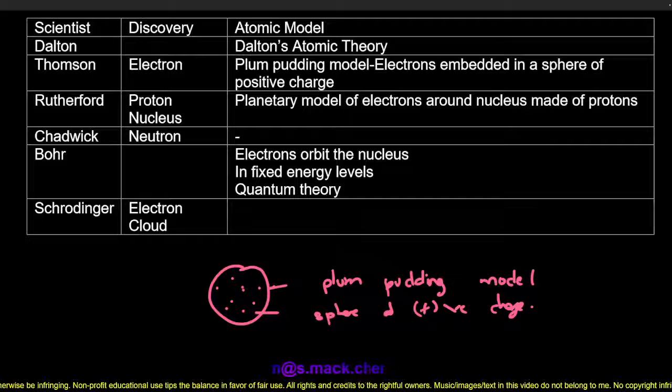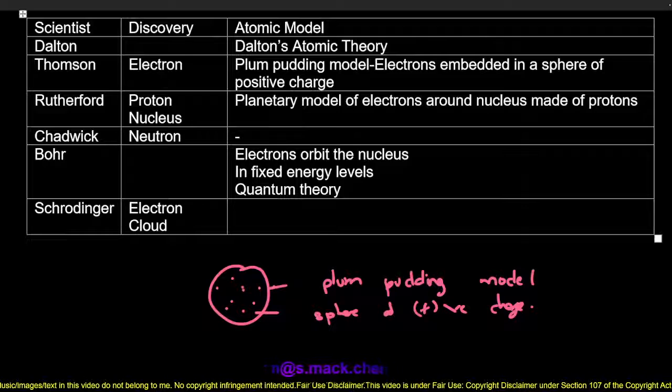After Niels Bohr, other experiments were performed. There was speculation about another subatomic particle, and through Chadwick's experiments, he was able to discover the particle called the neutron. Of course, we know the neutron to exist in the nucleus, and the neutron is said to have no charge and, of course, the same mass as the proton.